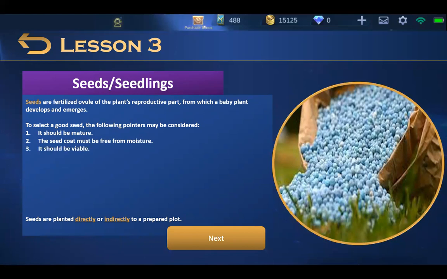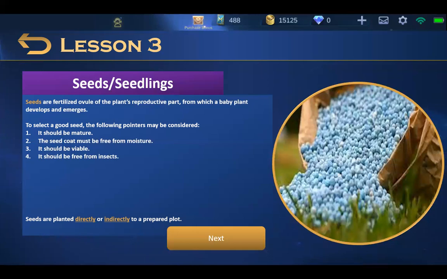Number 3, it should be viable. Seeds that can germinate and produce strong, healthy plants are considered viable seeds. Number 4, it should be free from insects. Seeds should be whole and free from any damage, either by insects or mechanical elements. If the food reserves of the seeds are damaged, they might not have enough supply for the growing plant.